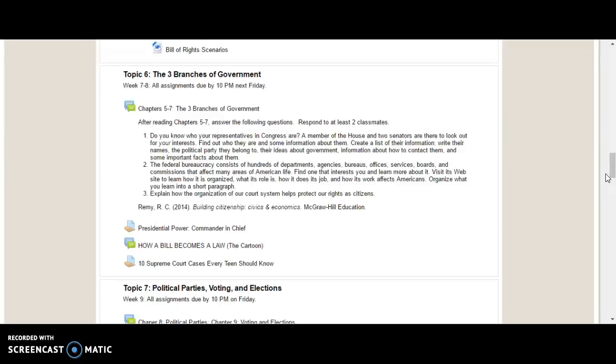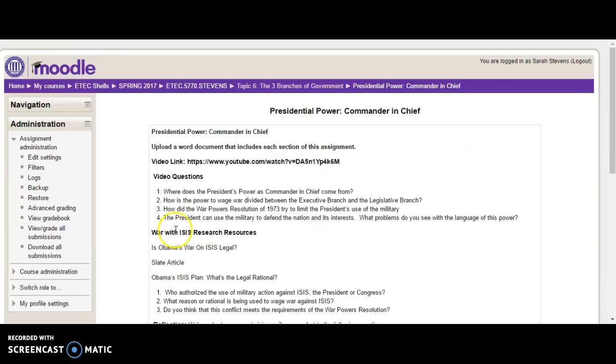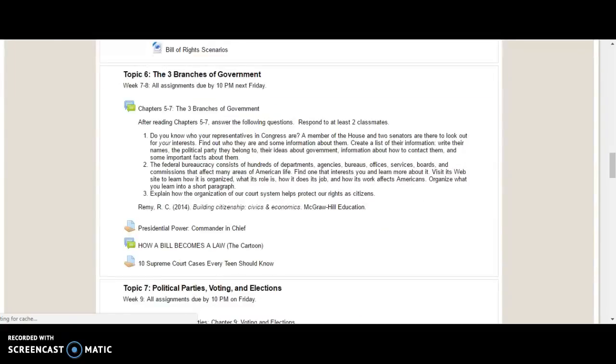3 activities that are covered in topic number 6 are presidential powers, commander-in-chief. If they click on this link here, it will take them to the assignment, where they will use another link to watch a video about the presidential power as commander-in-chief, and then answer questions about how the president acts as commander-in-chief, what his powers are, and how he uses those powers to defend the nation against threats, as well as keep it forceful in the rest of the world.